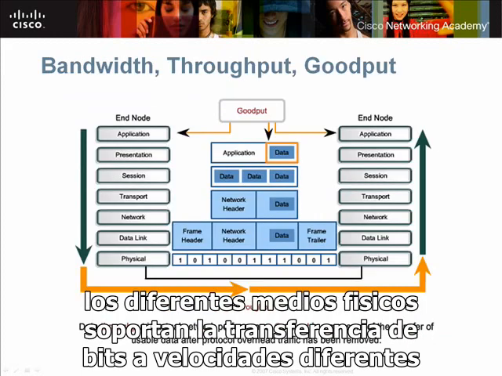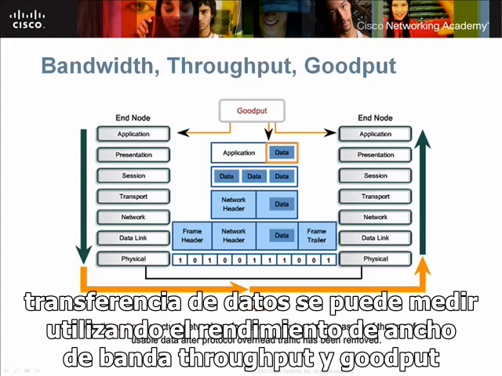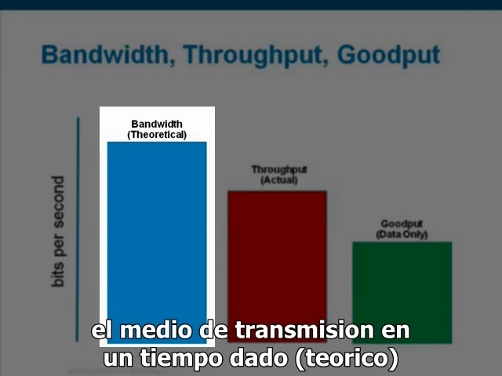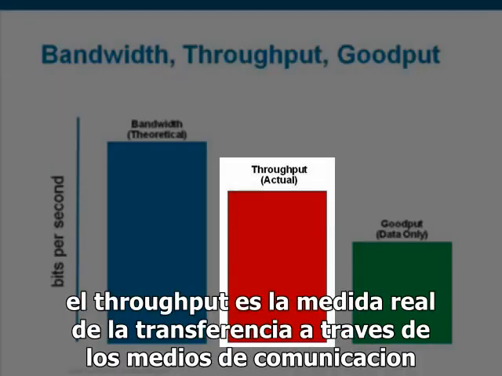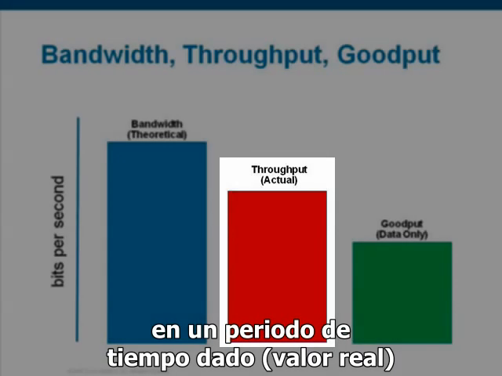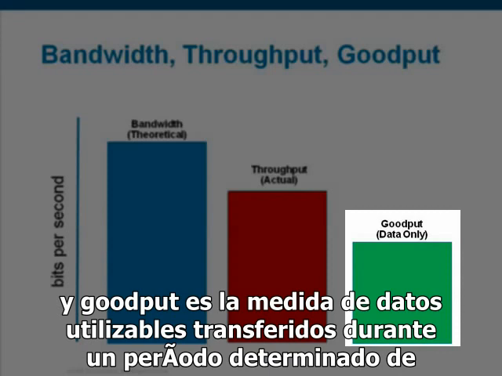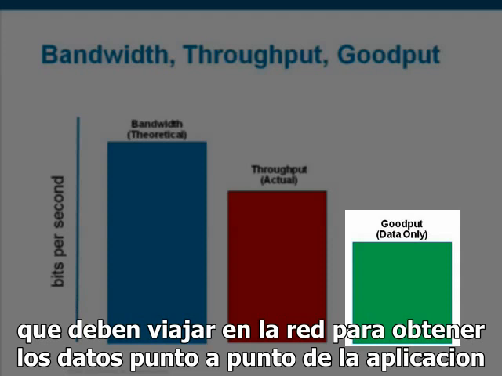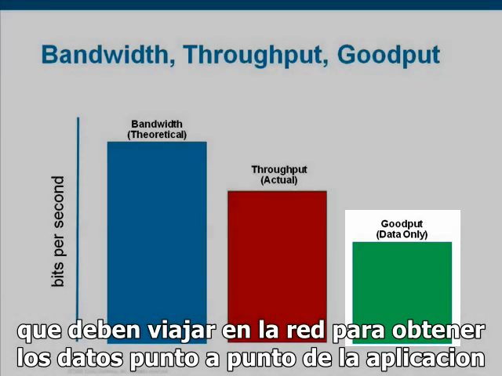Different physical media support the transfer of bits at different speeds. Data transfer can be measured using bandwidth, throughput, and goodput. Bandwidth measures the maximum amount of data that can theoretically flow over the medium in a given amount of time. Throughput is the actual measure of the transfer of bits across the media over a given period of time. And goodput is the measure of usable data transferred over a given period of time. So, goodput subtracts all the extra bits associated with encapsulation that must travel the network to get the application data from point A to point B.